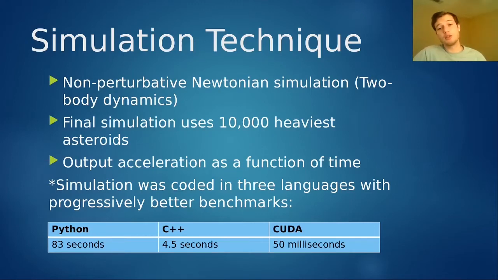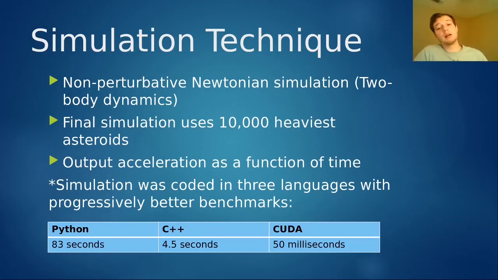The final simulation used only 10,000 of the heaviest as opposed to the 700,000. 700,000 is a bit computationally heavy, but as a point of reference, the largest asteroid in the belt, Ceres, accounts for, I believe, around a third of the mass of the entire belt. So these 10,000 heaviest will account for the vast majority of the mass here.